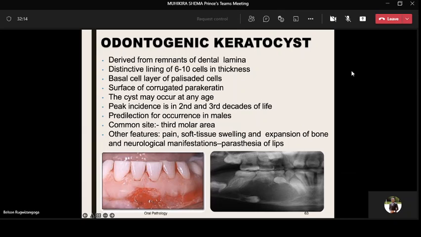So another one is the odontogenic keratocyst, and it is very important to know this disease, this cyst, because they say that it is associated with risk to develop cancer. So it is derived from the remnants of dental lamina. So what we see on histology, we must see that it is lined by squamous cells in 6 to 10 layers.